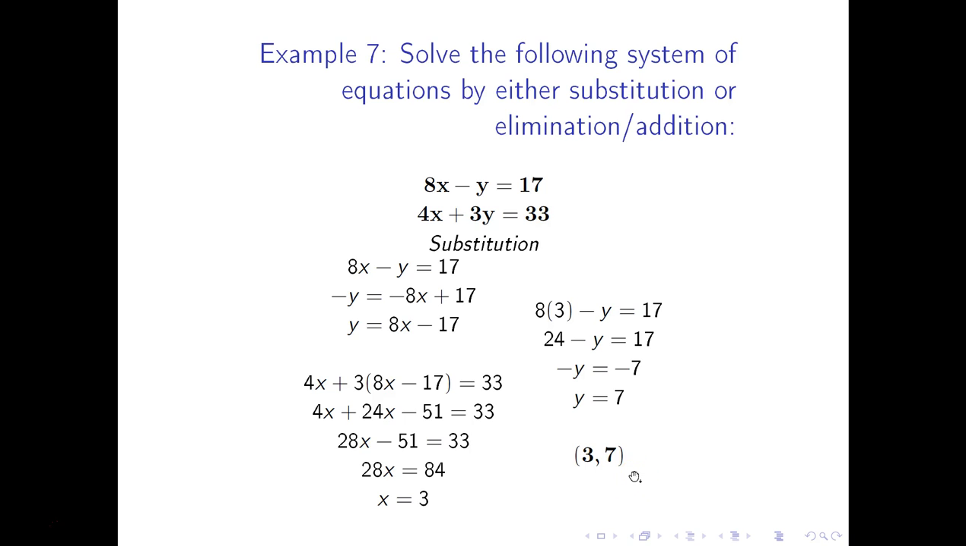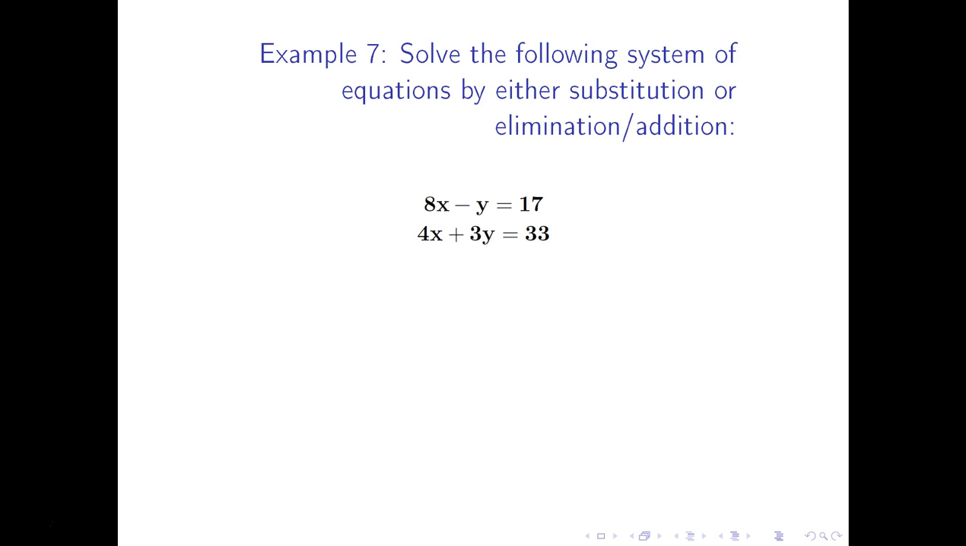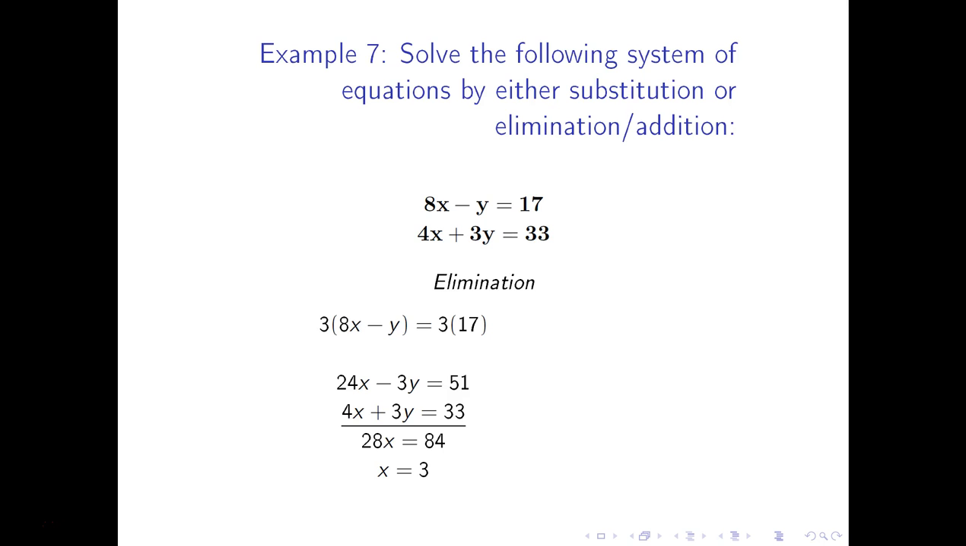Let's talk about the elimination method. So how would you do this using elimination? Well, remember elimination, I want to multiply one of the equations by something so that when I add it to the other, it cancels. I can multiply the first equation by 3. If you do that, you get 24x minus 3y equals 51. Now, add in the second equation. Notice when I add them together, the y's will cancel out, and you end up with 28x equals 84, or x equals 3. All right, so elimination.